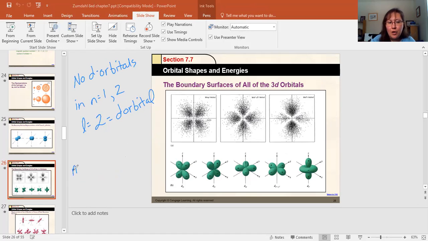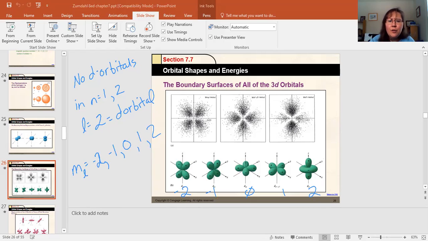Now, if L is equal to 2, we saw before that m sub L would be -2, -1, 0, 1, and 2. We've got 5 of them, and you could put them here. You could say, okay, well, that's -2, -1, 0, 1, and 2. And they describe the shape and or the orientation in space of our d orbitals. And you could do that again for the f orbitals as well.